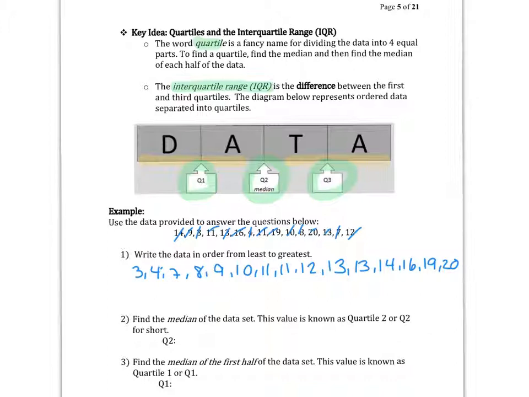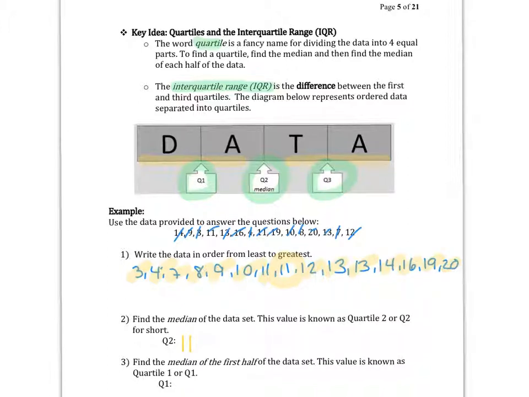Okay, so the first thing, find the median. Again, median is our Q2, so you're essentially finding the middle value. So just like we did before, you're going to go ahead and cross off from smallest to largest. Oop, missed my 7. Okay, until I'm left with my middle value. I went over it a little bit. So my Q2 is 11.